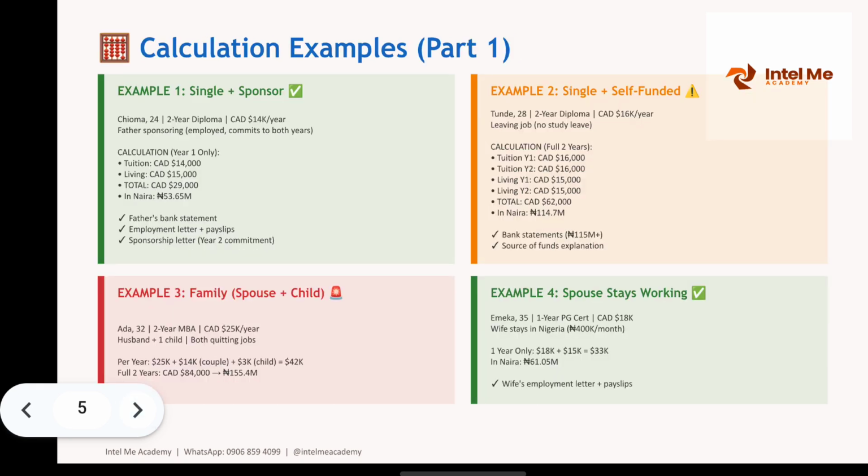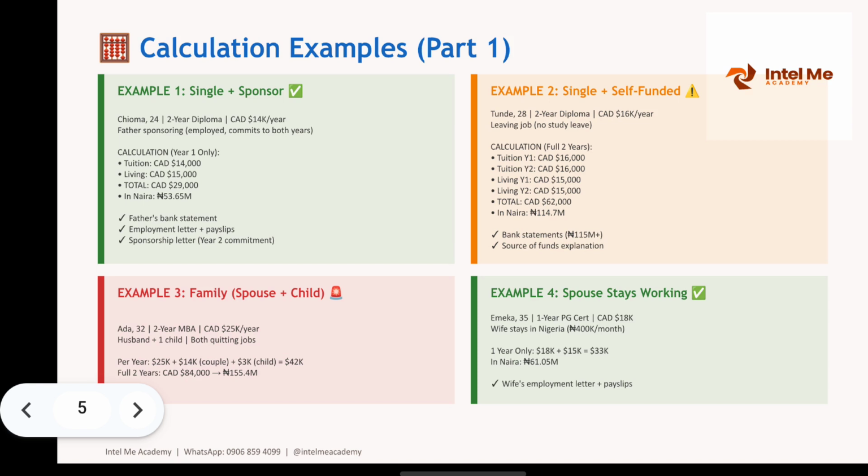Now, moving forward, this is how you calculate. These are just examples, and you should not take the amount in Naira there as how it is. They are just examples. So if you are single and you have a sponsor, let's say Chioma, she's 24, she's going for a 2-year diploma, and per year is 14K. Her father is sponsoring the rest of her education. So this is how she will calculate her own proof of funds. Tuition, 14,000 Canadian dollars. Living expense, let's assume it is 15,000. But at the point of making this video, it is 22,895.